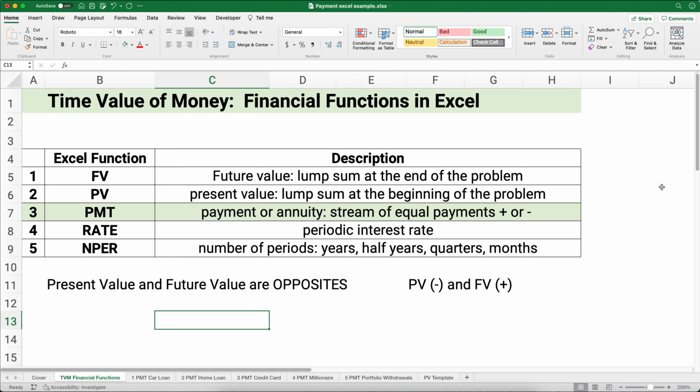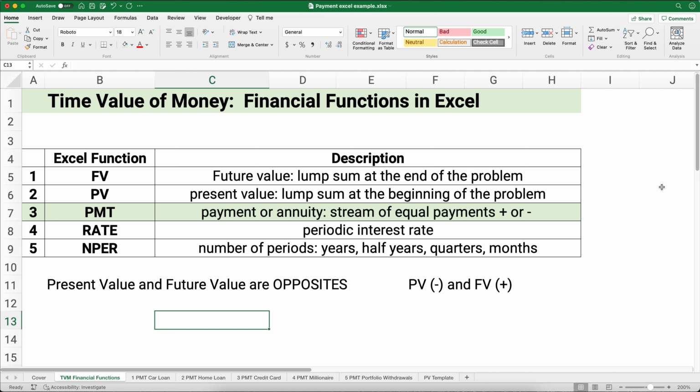Payment is our video today. We're trying to figure out what is the amount of the payment. It's a stream of equal payments, also called an annuity. Could be positive, it could be negative, depends on the situation. We'll show you how that works. Then our next couple of videos in the future will be the rate function, which is the periodic interest rate, and then the number of periods.